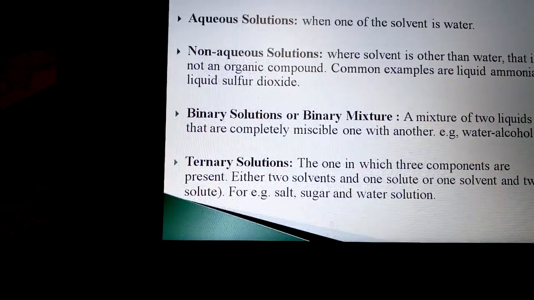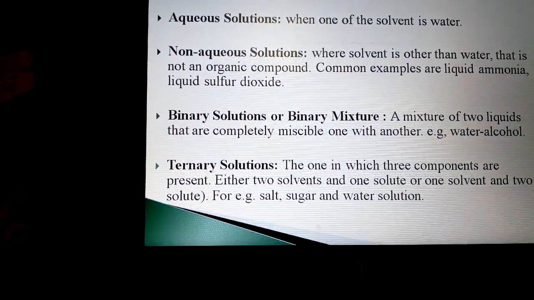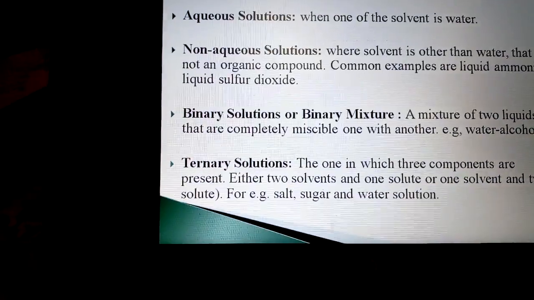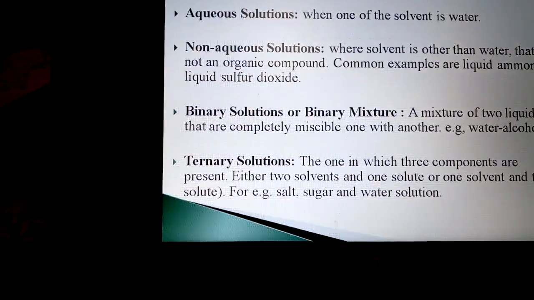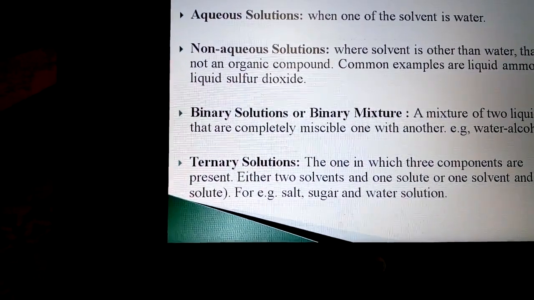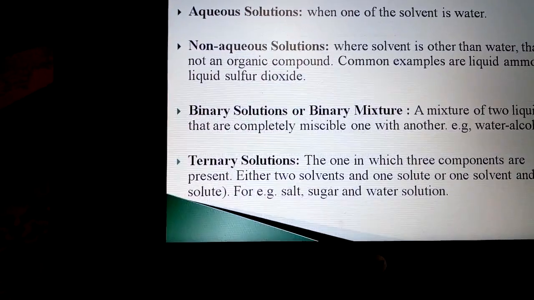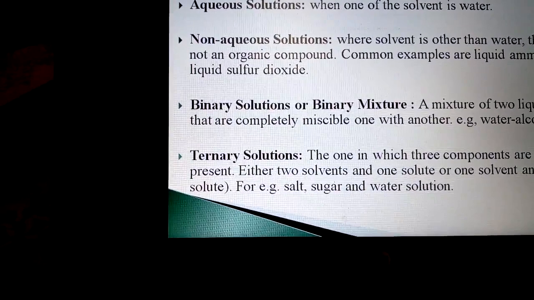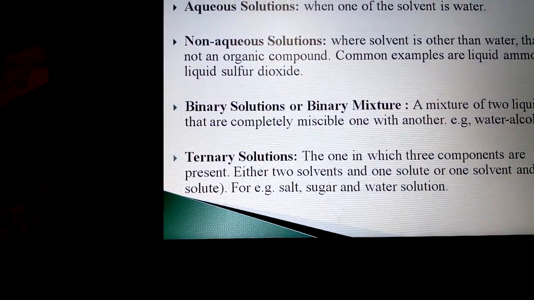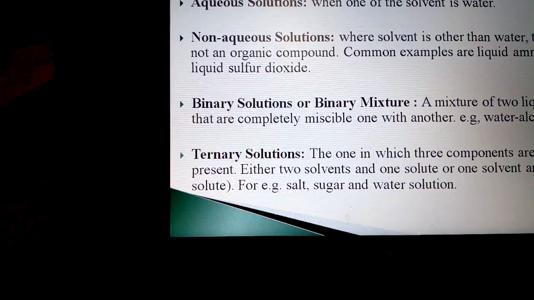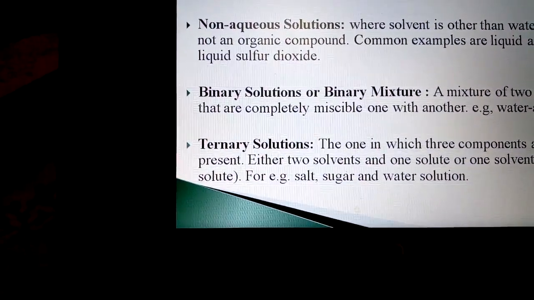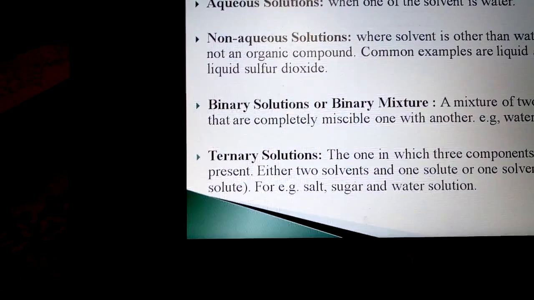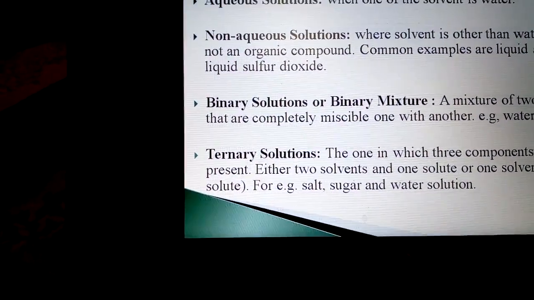Aqueous solutions are those solutions where water is present as a solvent, while in non-aqueous solutions the solvent is other than water. If we are using any solvent other than water, like alcohols, we can take these as non-aqueous solutions, that is not an organic compound. Common examples are liquid ammonia and liquid sulfur dioxide.